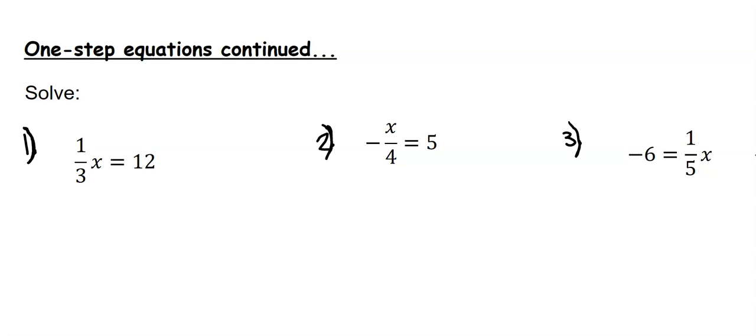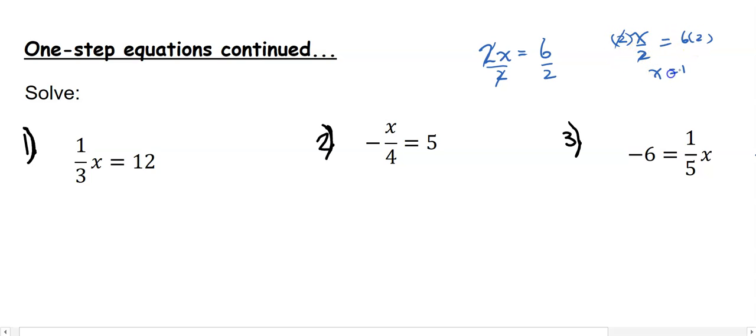In this lesson, we are going to continue looking at one-step equations. And we've already started looking at the one-step equation. So if I had 2x equals 6, we knew the inverse operation to multiply would be to divide both sides. Or if I had x over 2 equals 6, the inverse operation to dividing is to multiply using brackets, and we get x equals 12.